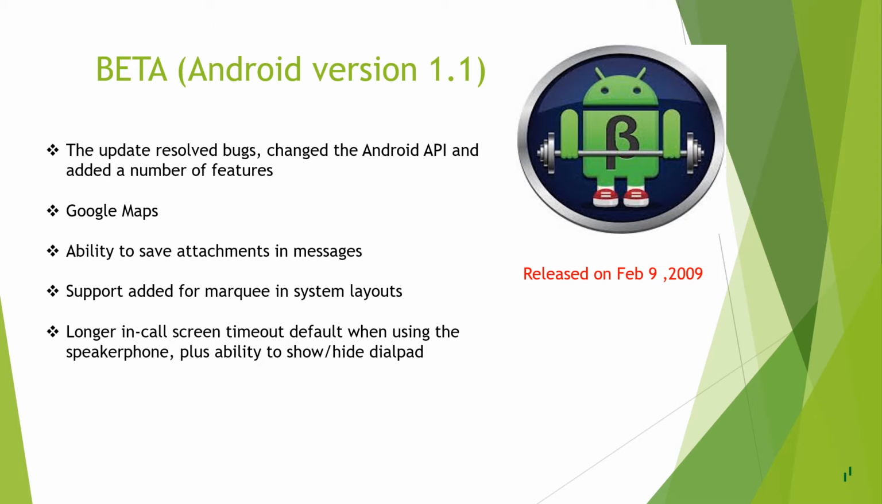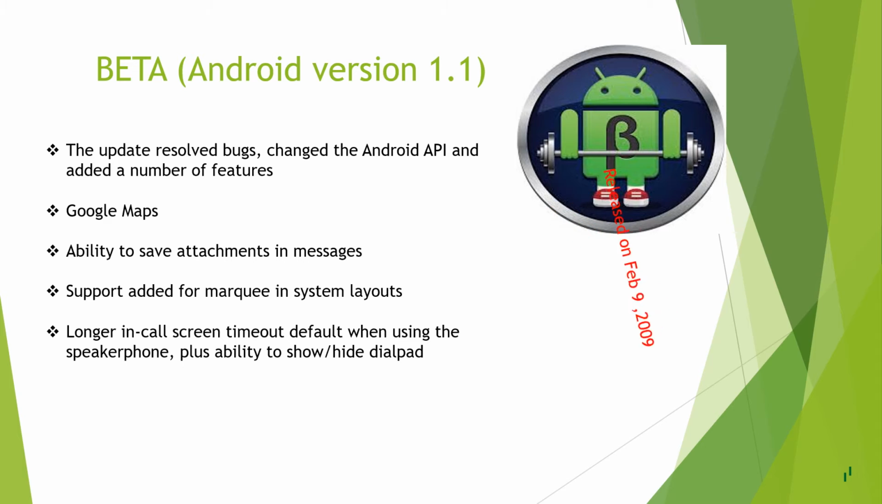So the next version was Android version 1.1, which was also known as Beta, and it was released on February 9, 2009. This was initially released for HTC Dream only. This update resolved bugs, changed the Android API, and added a number of features. Let's go through some of them. Google Maps support was added to obtain the details and reviews available when a user searches for a business on the map.